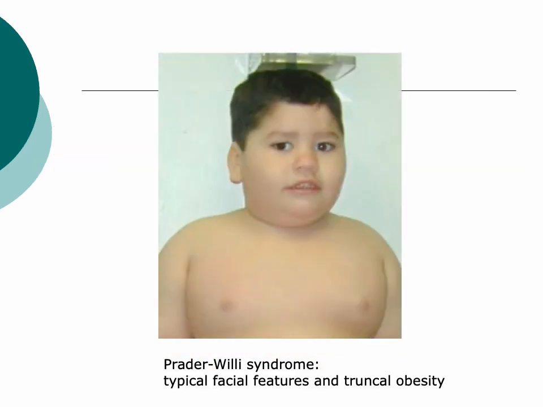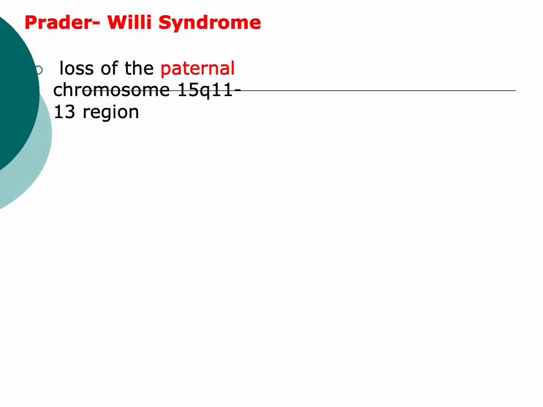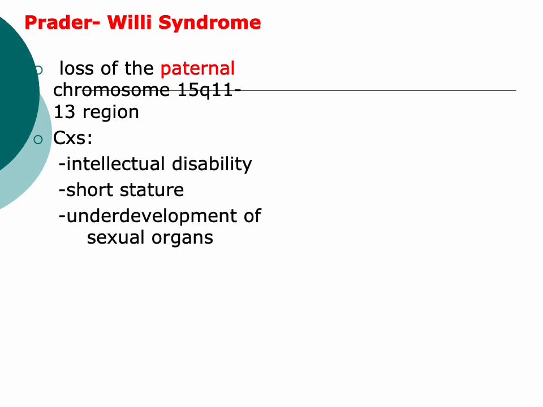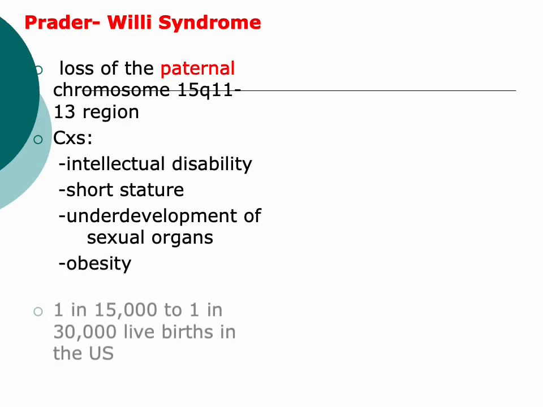This is the typical feature of Prader-Willi Syndrome. They have truncal obesity. For Prader-Willi Syndrome, this is the loss of the paternal chromosome 15q11 to 13 region, meaning it occurs in chromosome number 15 in its long arm in segments 11 to 13. The characteristics: they have intellectual disability, short stature, underdevelopment of sexual organs, and obesity.